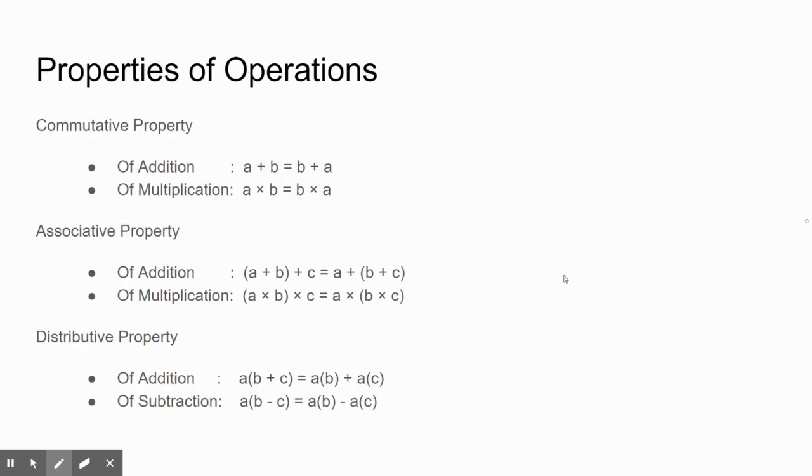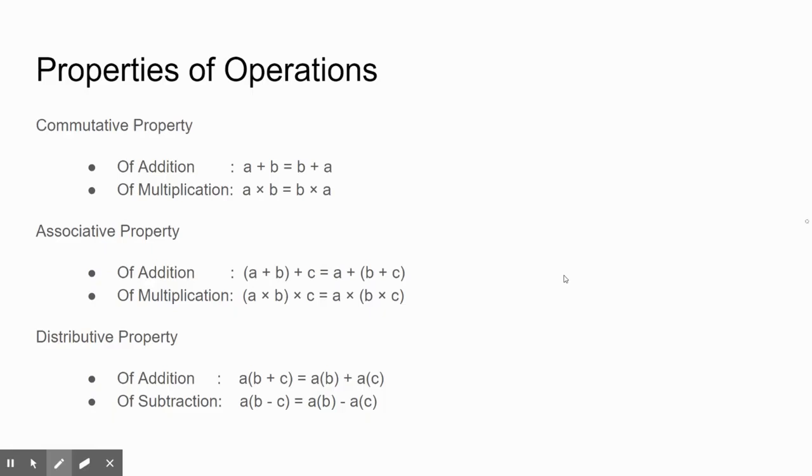So now let's look at our properties of operations, and I would highly suggest, by which I mean do this, write these 3 things down, or 6 things, I guess, depending on how you think of writing them. We have the commutative property. There are 2 of them. There's one for addition, one for multiplication.